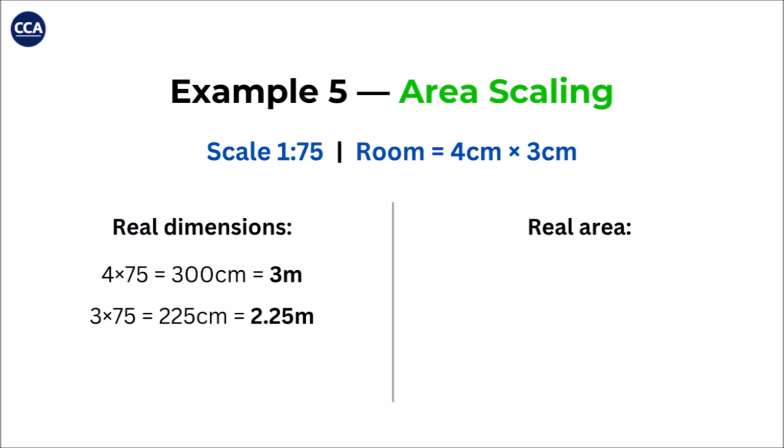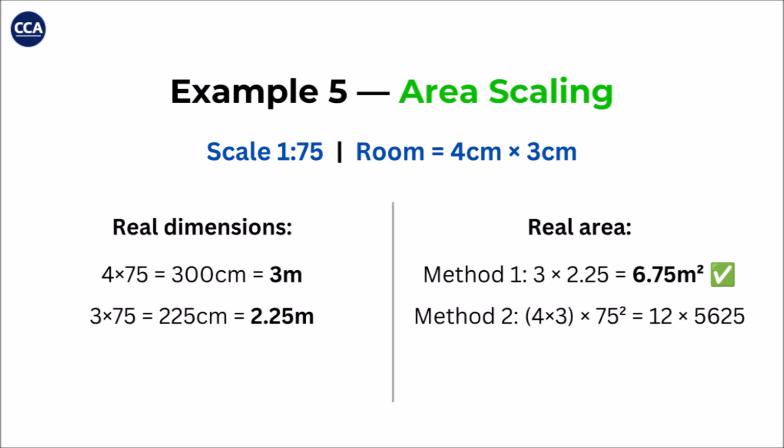Question 2. What is the real area of the bedroom? Real area equals 3 multiplied by 2.25 equals 6.75 square meters. Or, using the area scale factor, drawing area equals 4 times 3 equals 12 square centimeters. Scale factor squared equals 75 squared equals 5625. Real area equals 12 multiplied by 5625 equals 67,500 square centimeters equals 6.75 square meters. Both methods give the same answer.